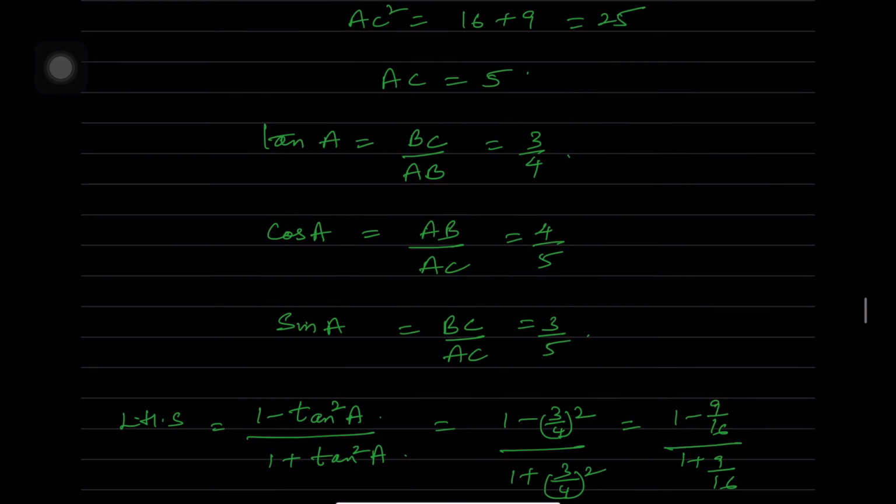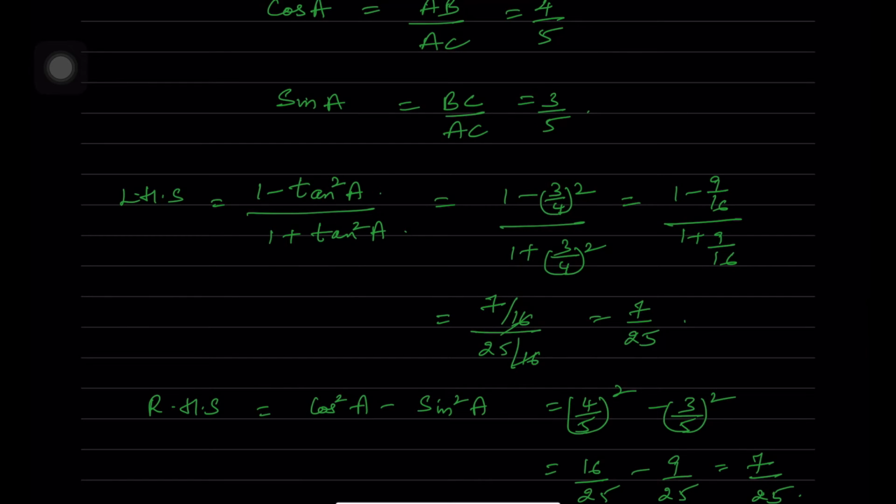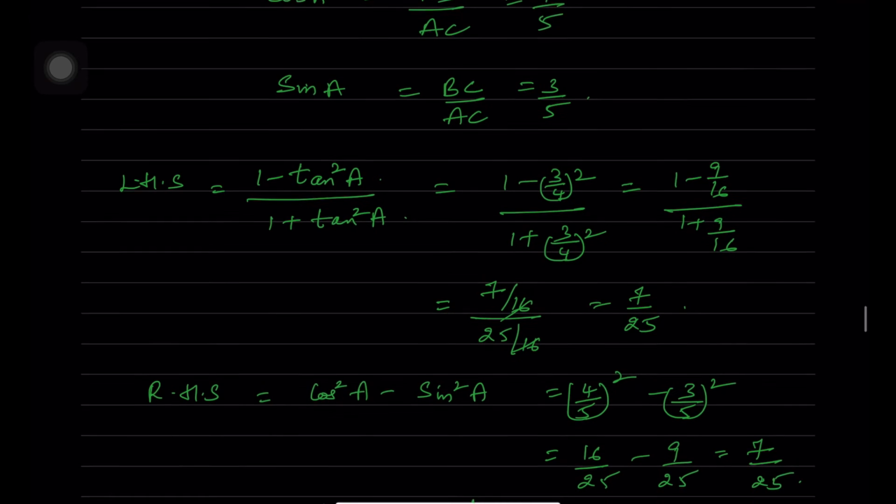So what are the trigonometric ratios we had to find out? Tan A, cos A and sin A. And then you got AC. So therefore you are having all the values: 3 by 4, 4 by 5, 3 by 5. So now you are having 1 minus tan square A by 1 plus tan square A is equal to 1 minus 3 by 4 whole square by 1 plus 3 by 4 whole square. So which is equal to 1 minus 9 by 16 by 1 plus 9 by 16, which is 7 by 16 by 25 by 16. 16 and 16 will get cancelled. So the answer is 7 by 25.